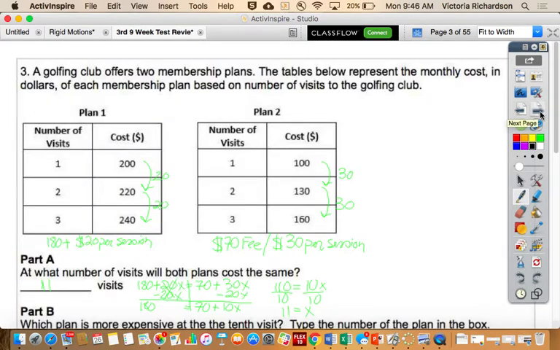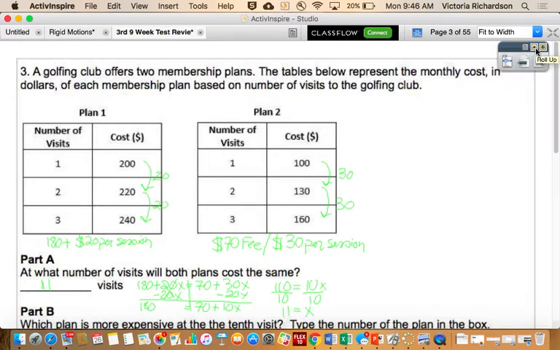Number 3, a golf club offers 2 membership plans. The tables below represent the monthly cost in dollars of each membership plan based on the number of visits to the club. So plan 1, if you go 1 time, it's going to cost you $200. 2 times, $220, and 3 times, $240. So we have to find the rate of change between the numbers. So if I go from 200 to 220, that's an increase of 20, right? If you go from 220 to 240, that's an increase of 20. So every time I go to golf, it costs me $20.